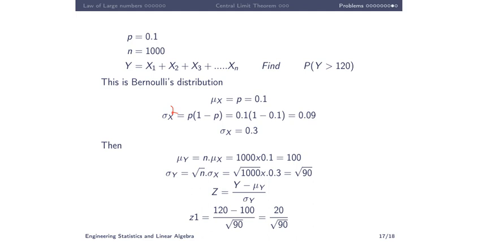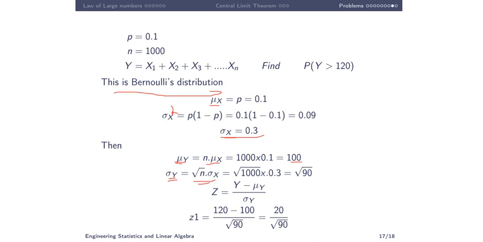Now, as we said, the first step is to find mu x and sigma x. Sometimes it will be given in the problem. Here it is not given. So we have to identify which distribution this is. From the distribution's expression, you calculate mu x and sigma x. Once it is done, we go for finding mu y and sigma y. Y is actually the sum of all the x's, so that will be n times mu x and root n times sigma x. So n times mu x means 1000 into 0.1, which is 100, and this will be root 1000 into 0.3, that will be root 90.